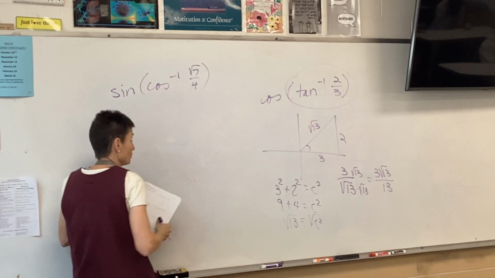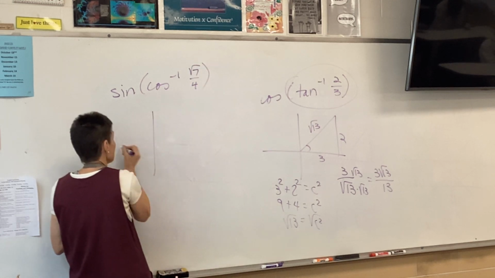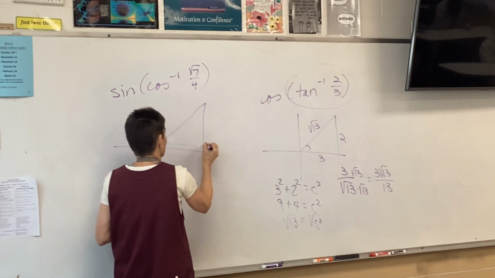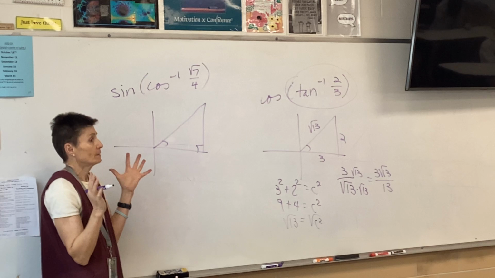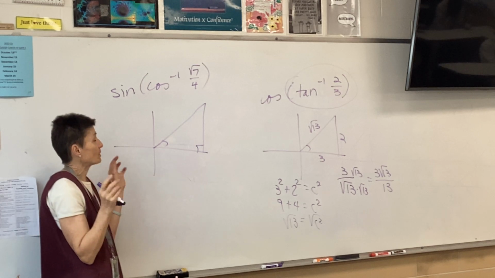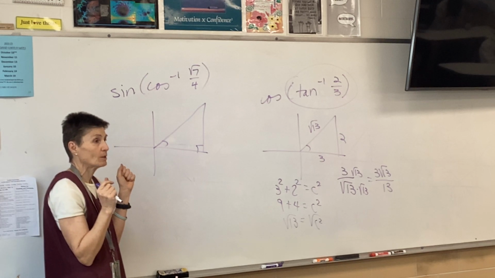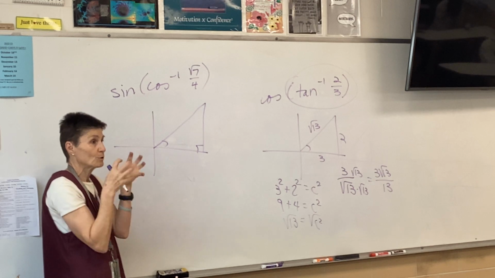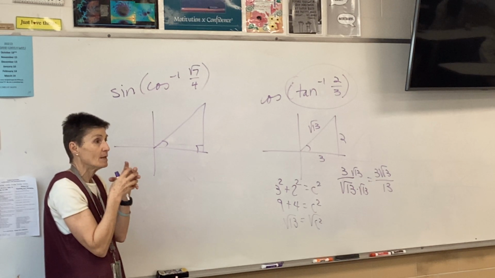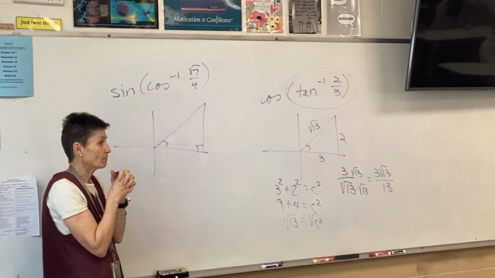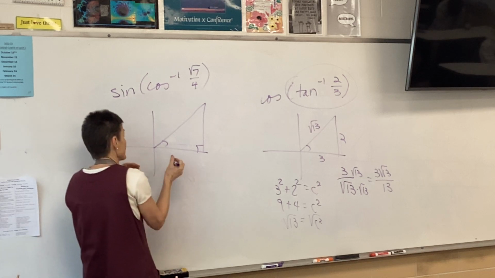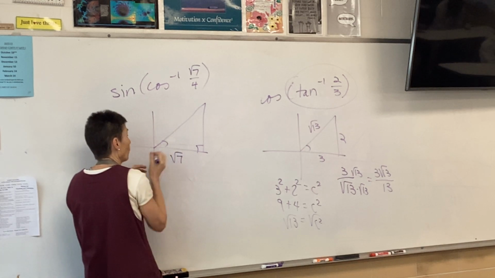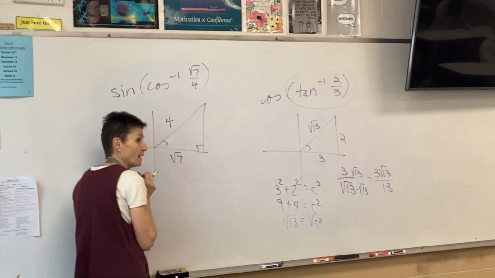This one has a radical in the problem. Please do not be alarmed. Just put it in your picture. So what does that mean? If the cosine is root 7 over 4, remember we're doing the inside parentheses part. So the cosine is root 7 over 4. Where does the root 7 go? Where does the 4 go? Root 7 is adjacent and 4 is hypotenuse.